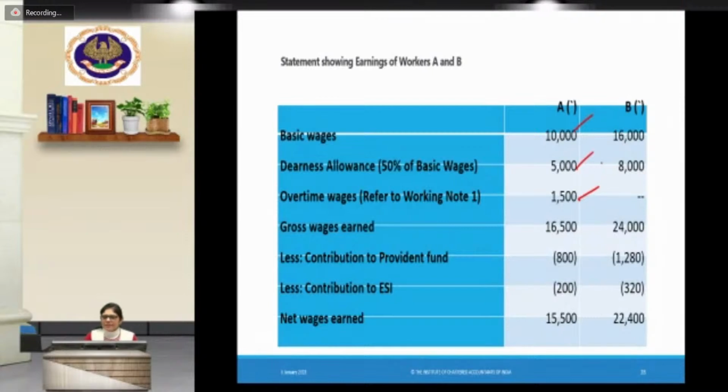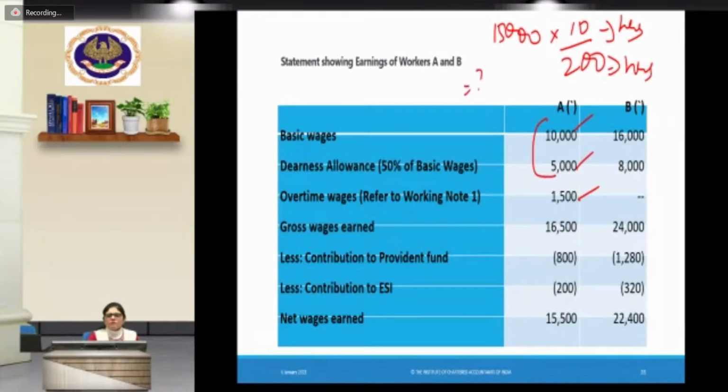How did we calculate it? 15,000 was for 200 hours. How much will the earnings be for 10 hours? These are the total hours. So 15,000 earnings A has received for 200 hours. How much are the earnings for 10 hours? That comes out to 750. This is 750 as per the normal wage rate.